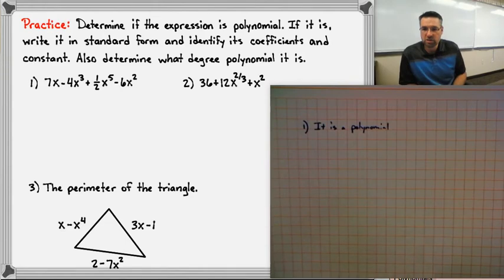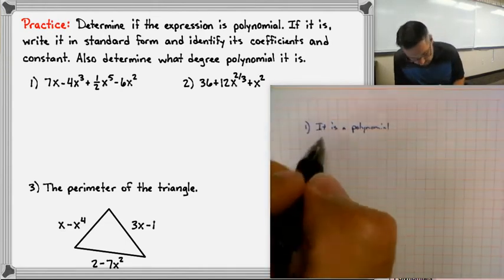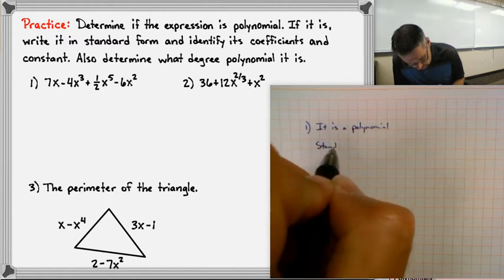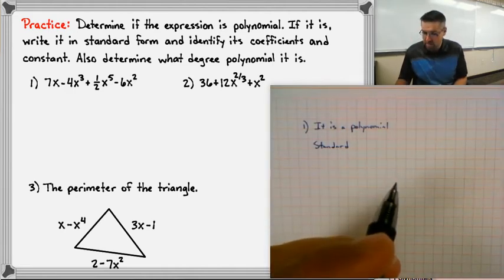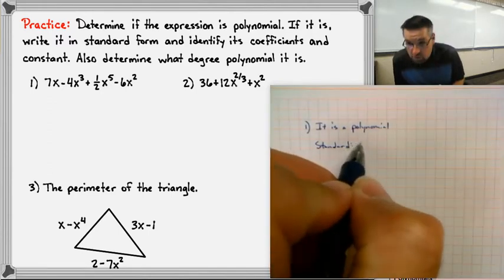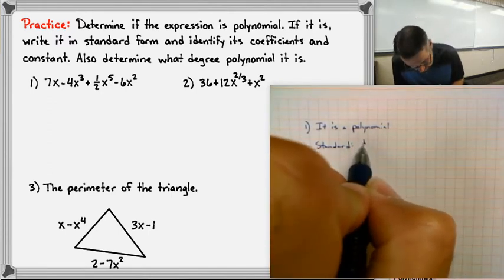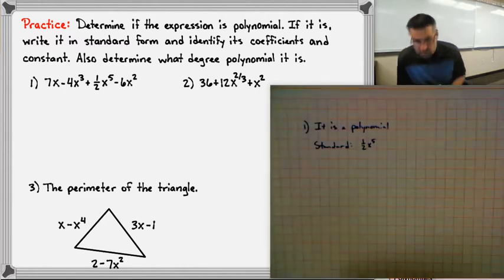And then the next question is, if it is, write it in standard form. So standard form, remember, is writing it so that the highest exponent goes first. So the highest exponent in this case is going to be the 5. So we're going to write that down first. We're going to say that's 1/2 x to the 5th. Okay, so that term's first.